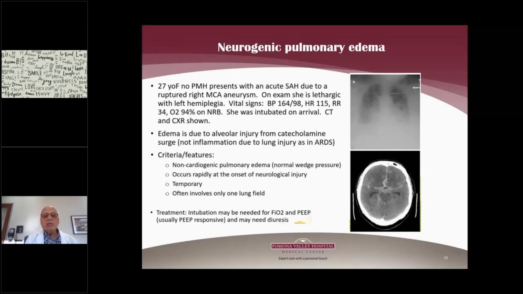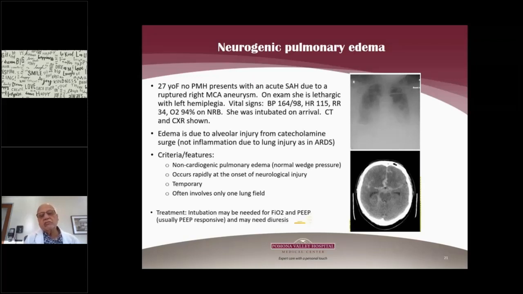You can see there is pulmonary edema, and of course the CT of the head shows subarachnoid hemorrhage. This is pulmonary edema not due to a cardiac event, but because of a neurological event. There's a massive catecholamine surge, which leads to elevation of acute pressures and alveolar capillary leak. The criteria to diagnose this is that it is non-cardiogenic and occurs rapidly at the onset of a neurological injury. And the good part is it's temporary. It resolves very quickly with help.